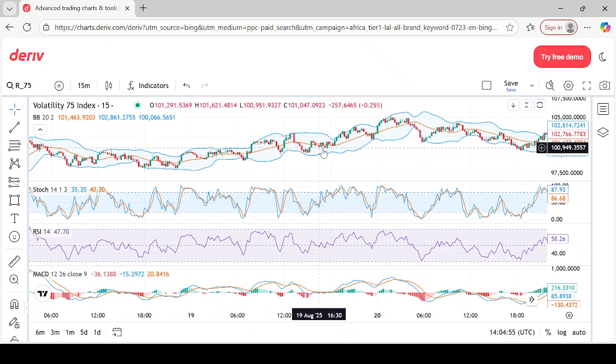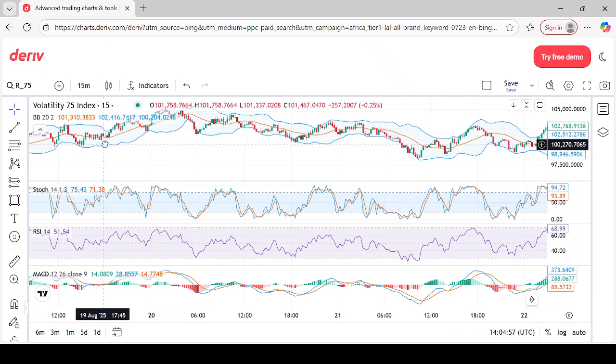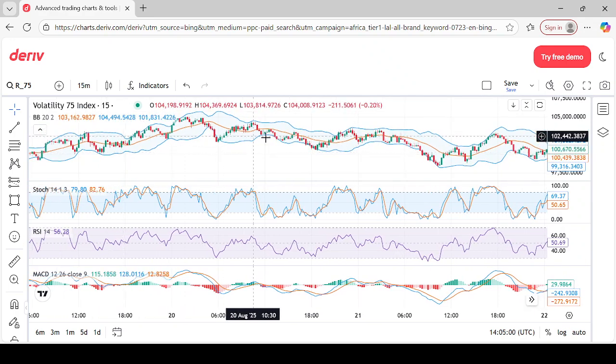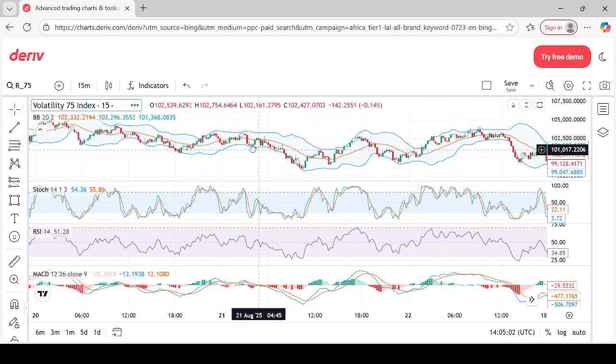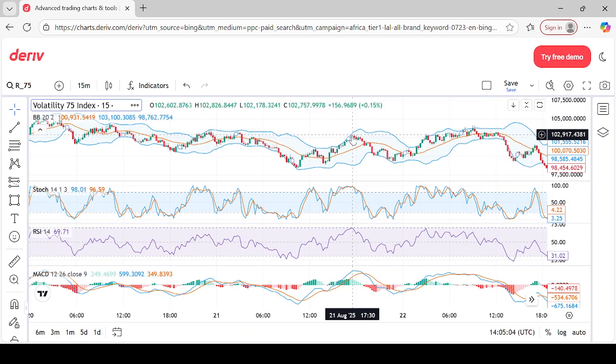While for selling signals, the first signal we will see for a sell trade is that the stochastic oscillator has reached the level 80, and as you can see at this place, the stochastic oscillator is at 97, so it is above 80.